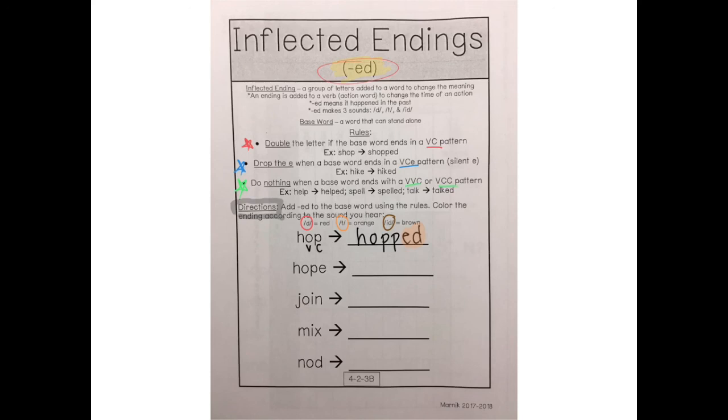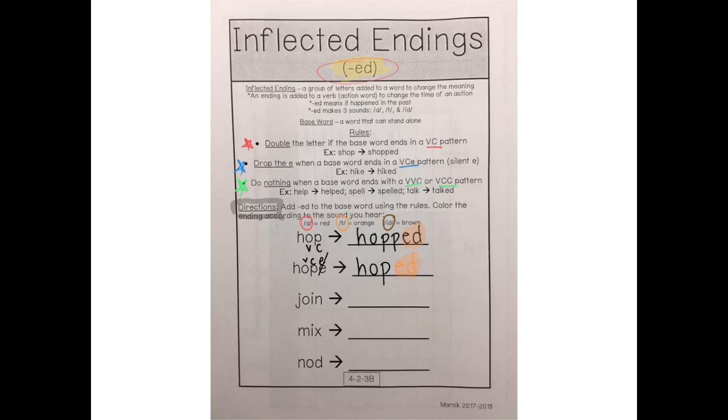Let's move on to my next word. My next word is hope. So this time I see a vowel consonant E pattern. So I'm going to need to drop the E and add my ed ending. So hoped looks like this, H-O-P. And then I add ed. When I say hoped, again, I can hear that T sound. So I'm going to color in my ending orange. Ooh, this time my orange changed colors. Pretty cool. Okay, the next word I have is join.